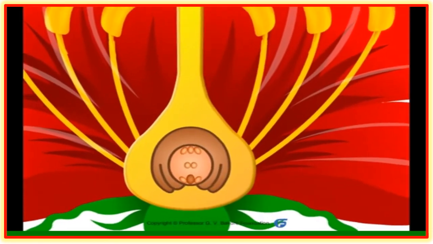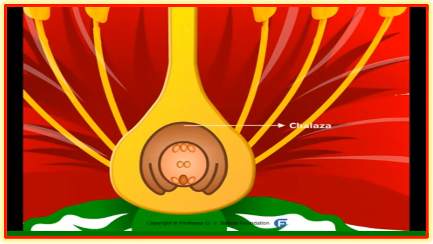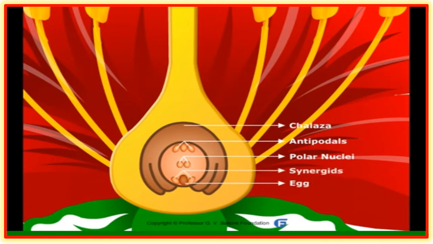The embryo sac has three cells towards the chalaza. These cells are known as antipodals. There are two nuclei in the middle called the polar nuclei. Three cells are towards the micropyle. The middle, larger cell is known as the egg. Two smaller cells are called the synergids. The egg and the two synergids form the egg apparatus.